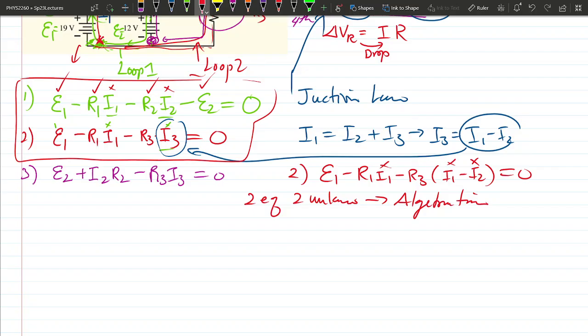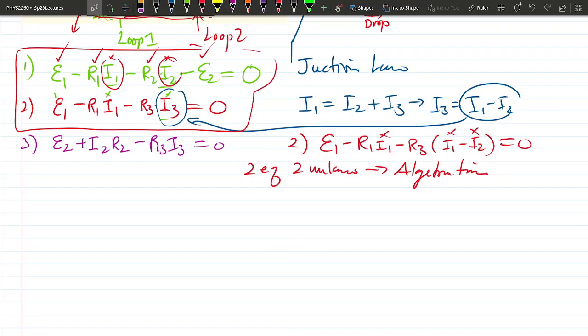What I like to do is line up all the I's, and then do a subtraction between the two equations, and we're going to see how that happens. So I'm going to line up our equation number 1 here: EMF1, minus R1, put the I here, minus R2, put the I here, minus EMF2. All that is equal to 0.